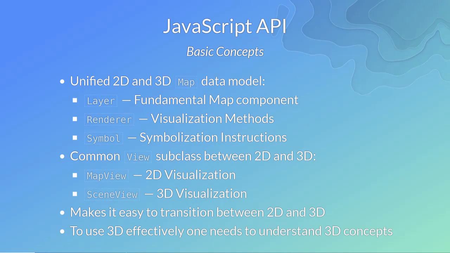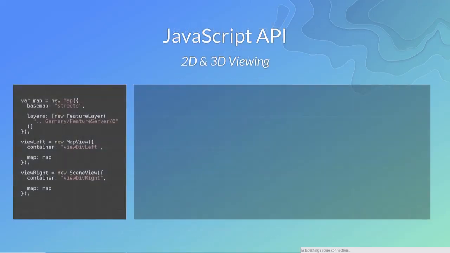Then we have the common view subclass between 2D and 3D, which is what I was referring to before. A map view will give you a 2D visualization of your map data that you loaded, while the scene view will create a 3D visualization for you using WebGL and rendering everything on screen. This separation makes it super easy to transition between 2D and 3D, as I already pointed out. But to make use of 3D efficiently and effectively, you need to understand a couple of core concepts, and I would like to go over these now with you.